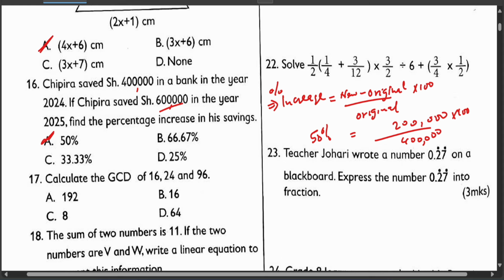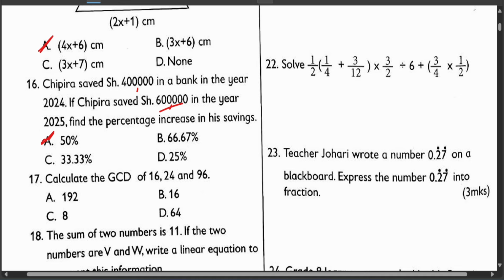Calculate the GCD of 16, 24 and 96. So GCD of 16, 24 and 96, which is also very easy. Let me use the normal one. So GCD is greatest common divisors. So 16, 24 and 96. Which are the common divisors for 16? The greatest one. So 16 need 2 divisors zake ni 4. Then you can have 6. So you can have 8.